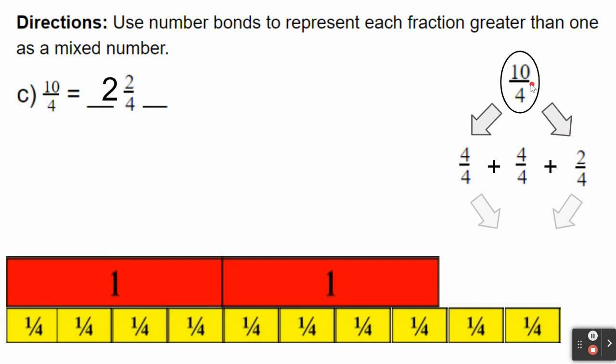So let's rewrite these 4/4 as wholes. We can see this 4/4 is 1 whole, and there's another 1 whole here that gives us 2 wholes and 2/4 left over. So 10/4 is equivalent to 2 and 2/4.